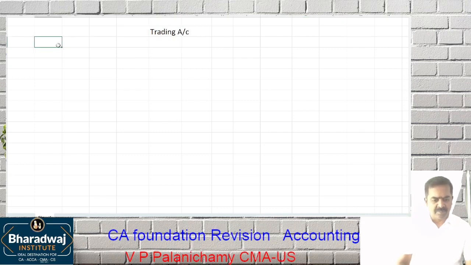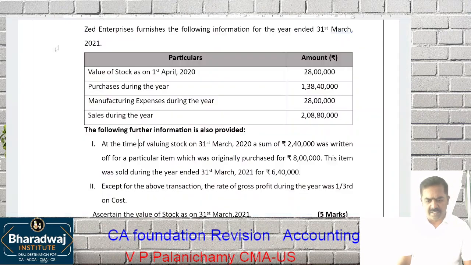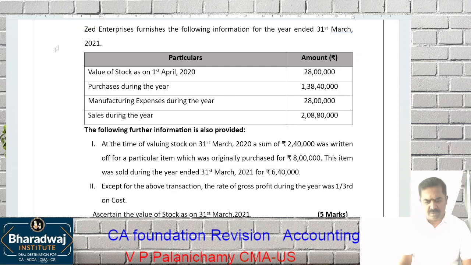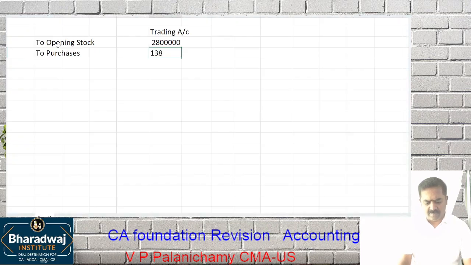Trading account போடலாம். To opening stock. What is the opening stock given? 28 lakhs. To purchases. Copy பண்ண கூட வேணாம். Just to view 1 crore 38 lakh 40,000.